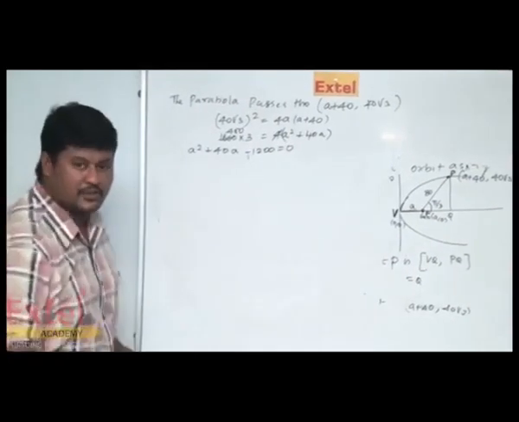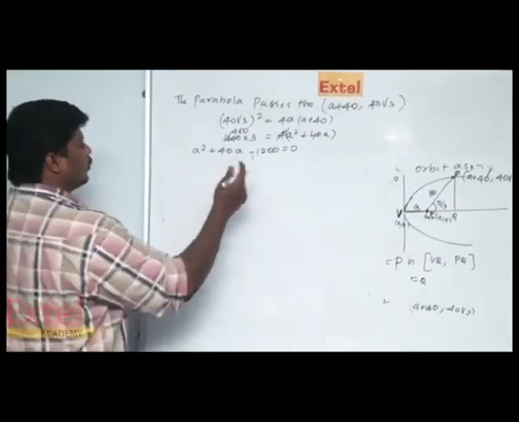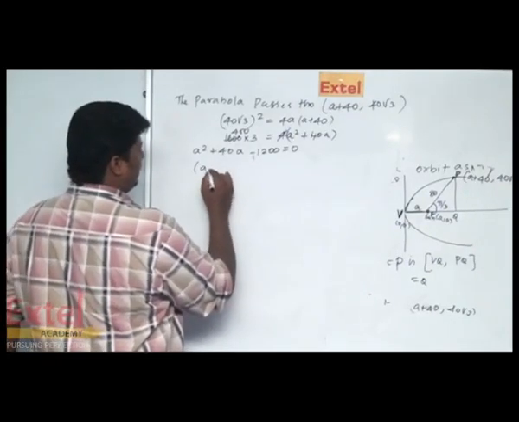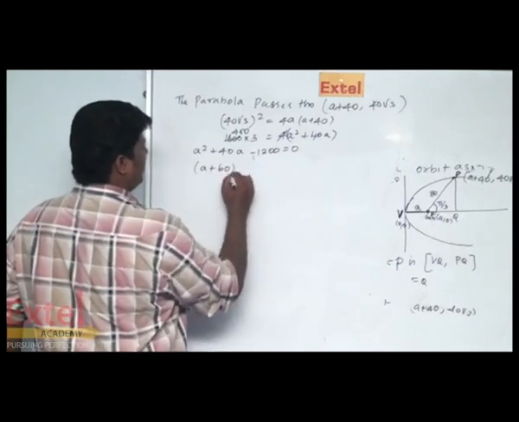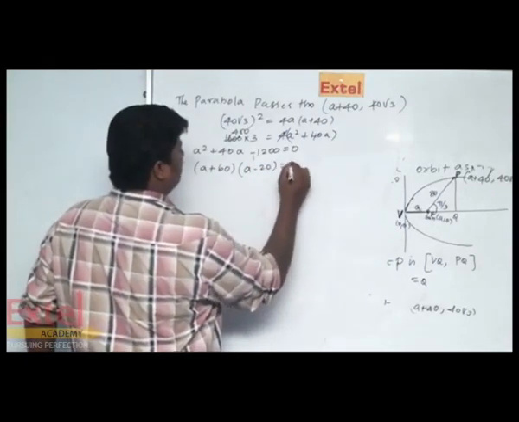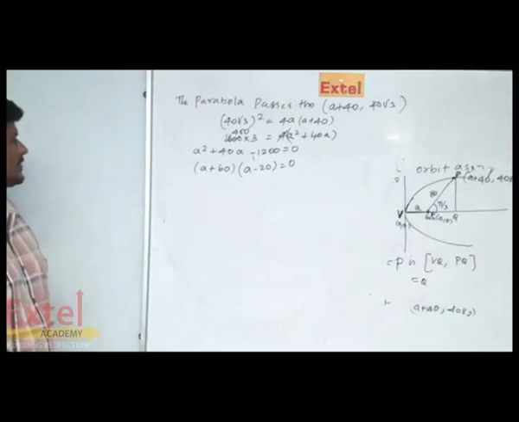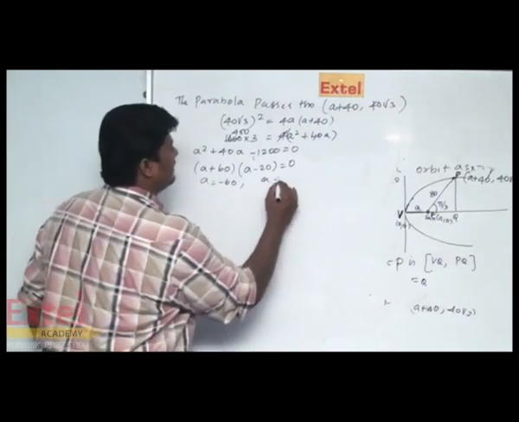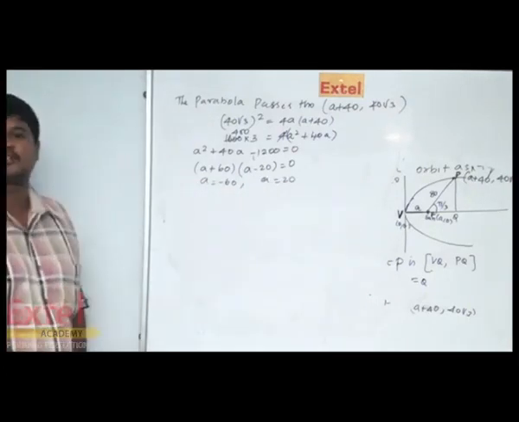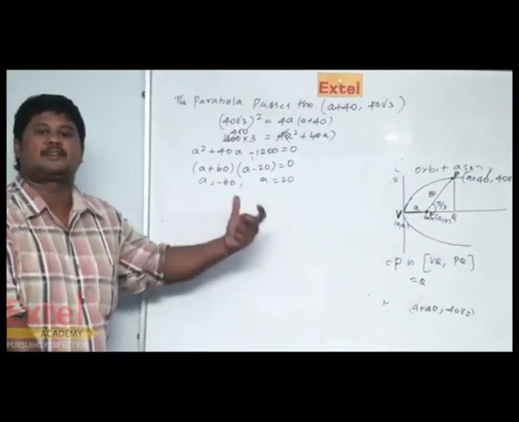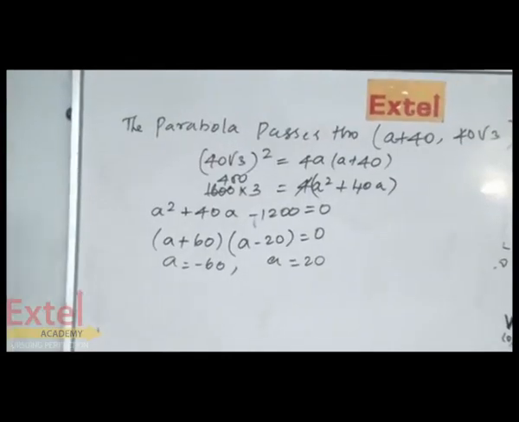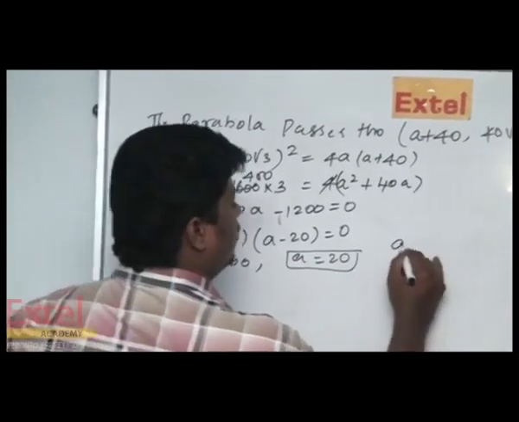We need two numbers that add to 40 and multiply to give 1200. Therefore, you can write this as A plus 60 into A minus 20 is equal to 0, because when we add 60 and minus 20 we get 40, and 60 multiplied by 20 we get 1200. Therefore, A is equal to minus 60 or A is equal to 20. Which one is acceptable? A is equal to 20, because A equal to minus 60 is negative, so we can neglect that one. Therefore, the correct value for A is 20.